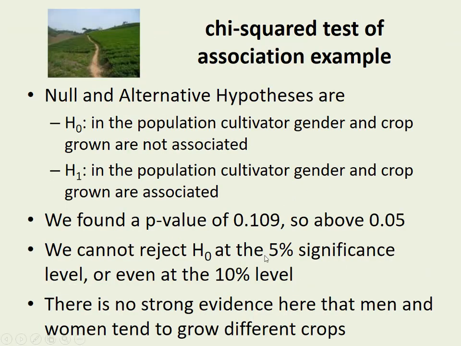So you can't reject H0 at the 5% significance level or even at the 10% significance level. So there's no particularly strong evidence here that men and women do tend to grow different crops. That's the conclusion for the policymakers. So it seems that there isn't any strong evidence.